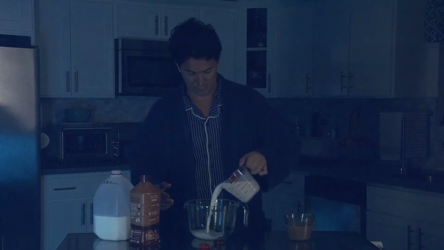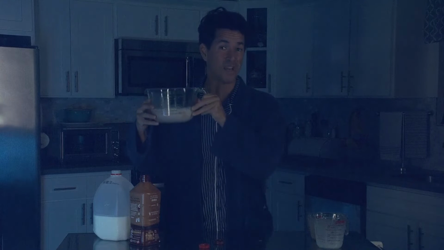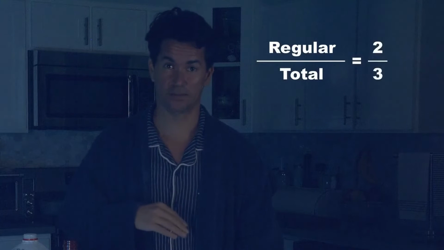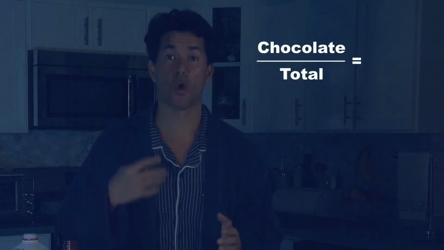If we have 2 cups of regular milk and 1 cup of chocolate milk, then we must have a total of 3 cups of milk, which means the ratio of regular milk to the total milk is 2 to 3, or in math, regular over total equals 2 over 3. Exactly. And that also means that the ratio of chocolate to total milk is 1 to 3, or in math, chocolate over total equals 1 over 3.